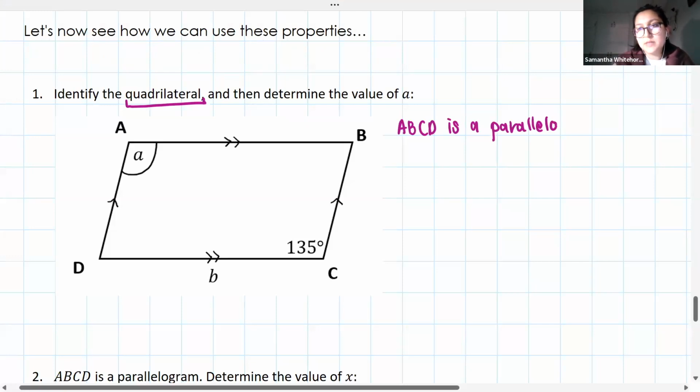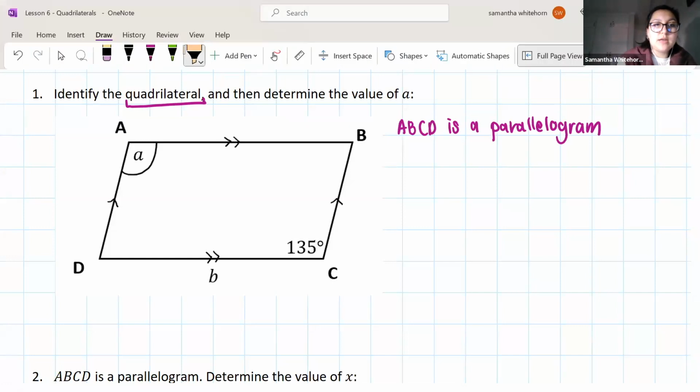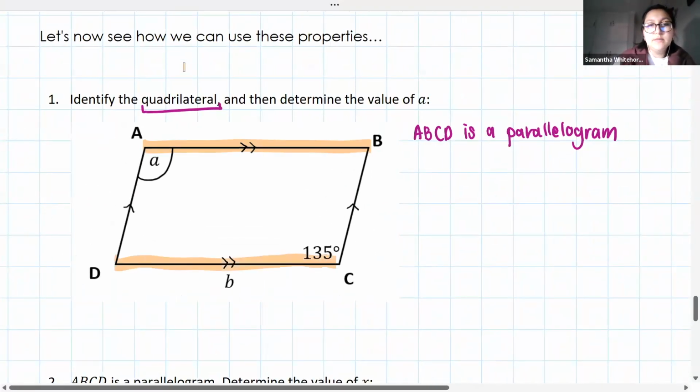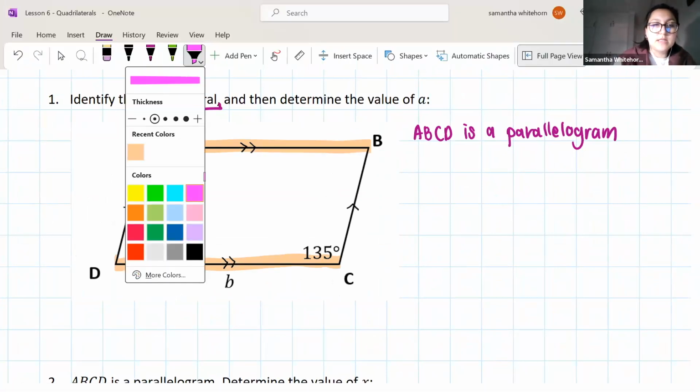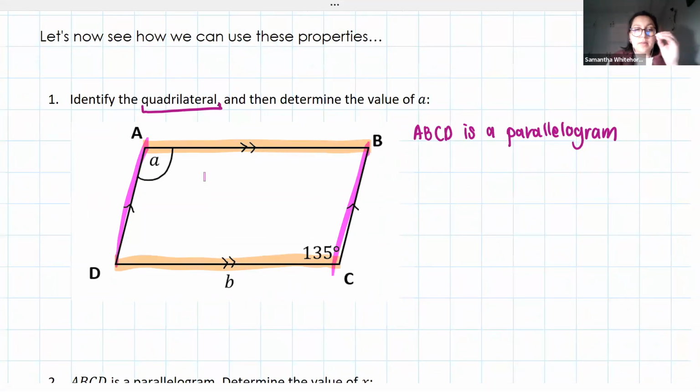And we can say it's a parallelogram because we have been told that AB is parallel to CD, and we have been told that BC is parallel to AD. So this goes back to what I said earlier. A parallelogram has two pairs of opposite sides parallel. So we can say it's a parallelogram.